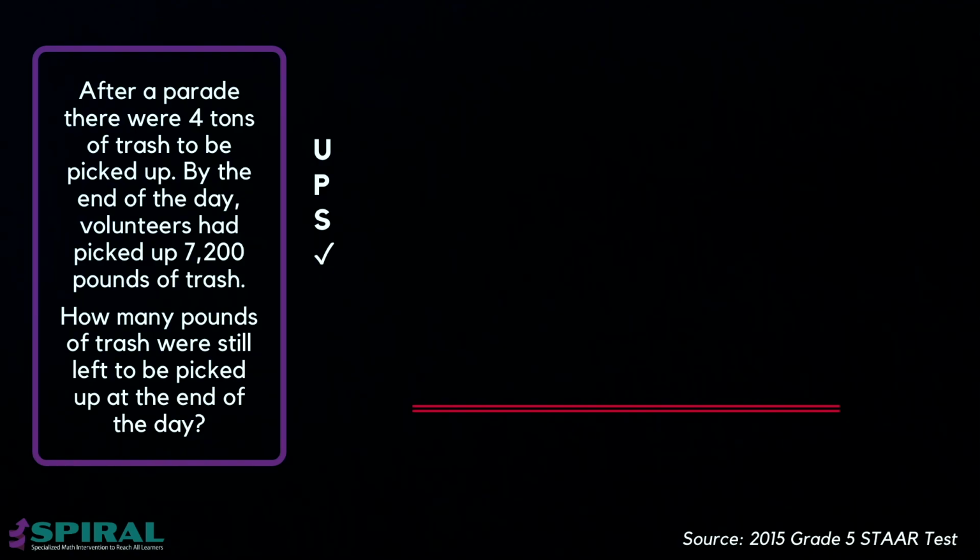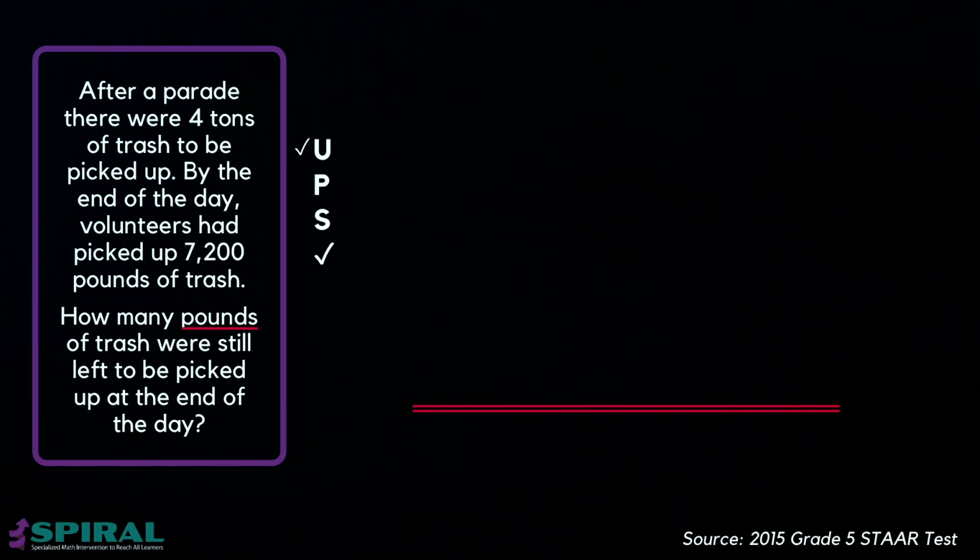Also, as part of our U, we're going to underline our label or what the problem is mostly about. Here it says how many pounds of trash in the question sentence, so I'm going to underline pounds so I know what my label is. Now I have understood by reading, so I'm going to check off my U.